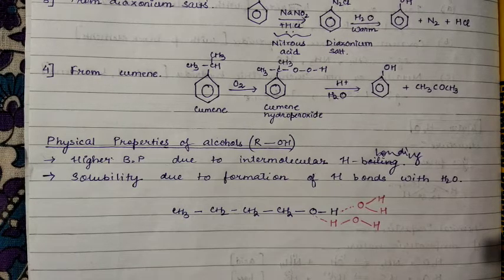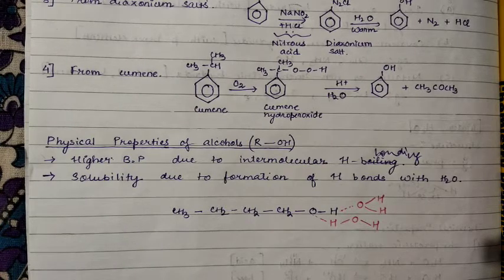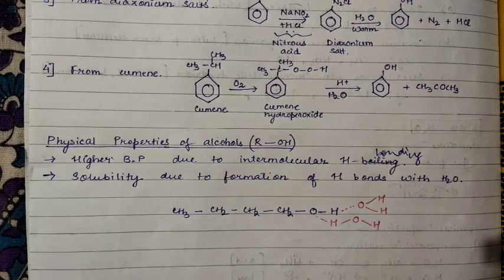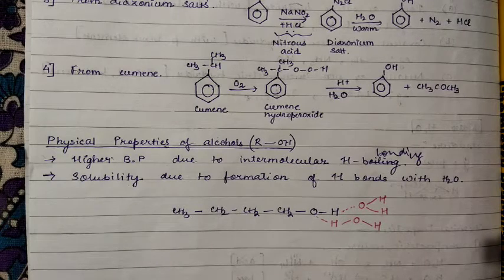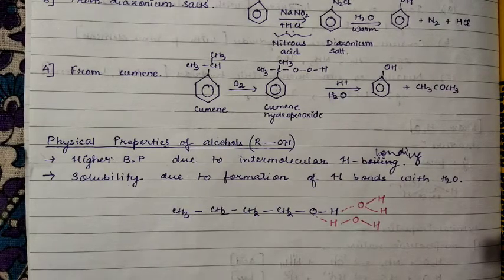Next, solubility is due to the formation of hydrogen bonds with water. Any compound, not only alcohols, when it is dissolving in water, it means that compound is capable of forming hydrogen bonding, if it is not dissociating. That you have to remember. Like if I say sodium chloride is dissolving in water, I don't mean to say that it is forming hydrogen bonds. It is not possible there. For ionic compounds, they will dissociate when dissolved in water, but in this case we say it is forming hydrogen bonds.